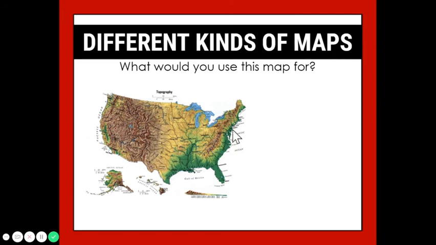So when you see maps that are like this with these different colors, usually it's showing the topography or like where mountains are located. You'll also notice that there's some rivers on here and even some lakes. So you might use these maps for that type of thing too.